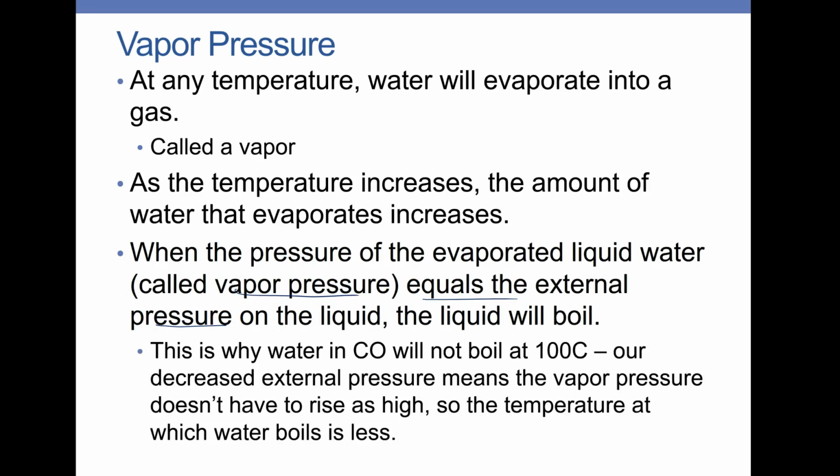And as a matter of fact, that's why in Colorado, we can't get water to boil at 100 degrees C. Our temperature is typically around 97. The reason is because our external pressure is lower. That means the vapor pressure of the liquid doesn't have to go as high, so the temperature doesn't have to go as high. The temperature is actually lower. And it's not possible to make water boil at 100 degrees in Colorado, unless you have a pressure cooker or something.